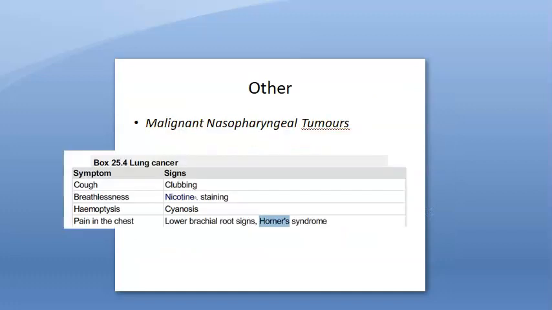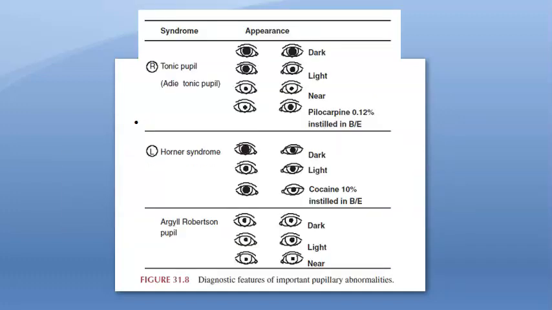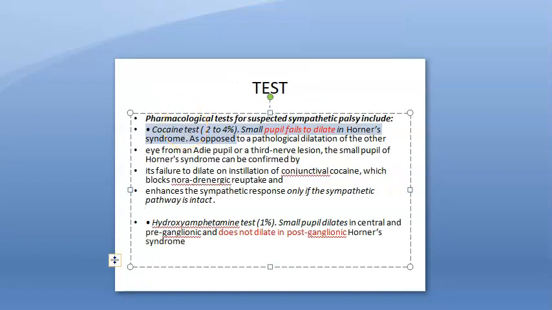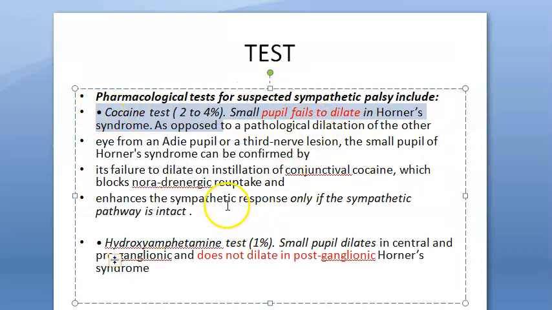In congenital Horners, they can have heterochromia. Look at this, left Horners they are saying. So what is happening in dark and light? Hardly any difference. And in cocaine, there is no dilation. So basically remember, it fails to dilate. Cocaine fails to dilate in Horner syndrome. So they don't use cocaine.